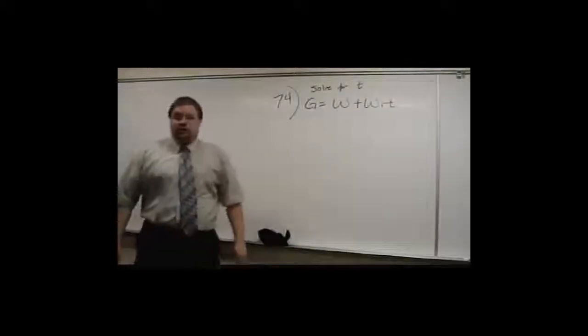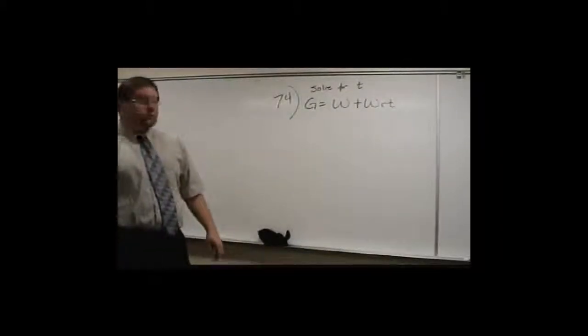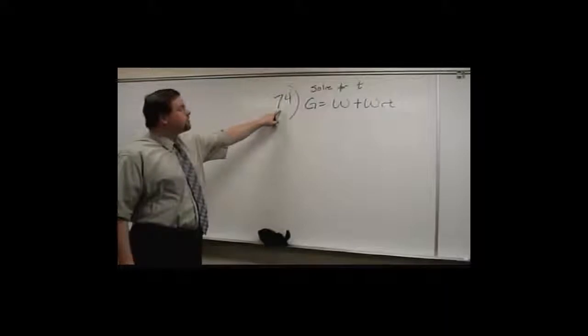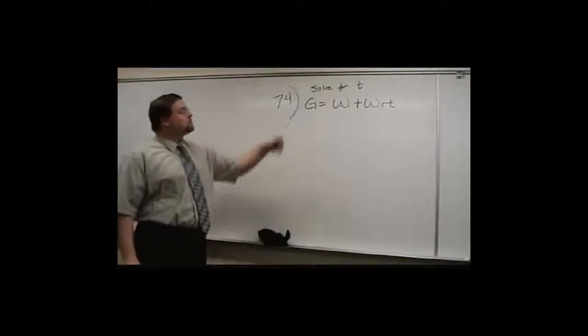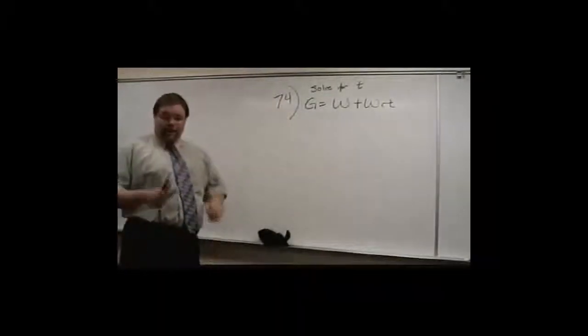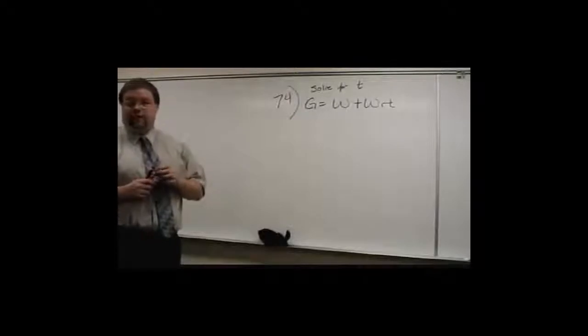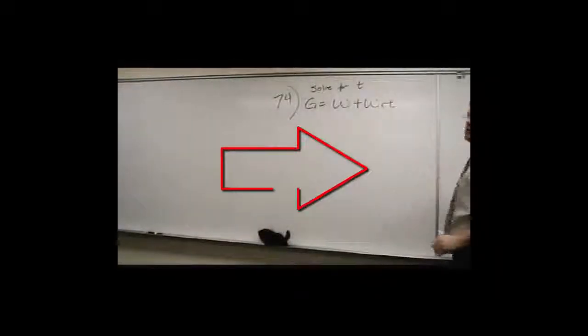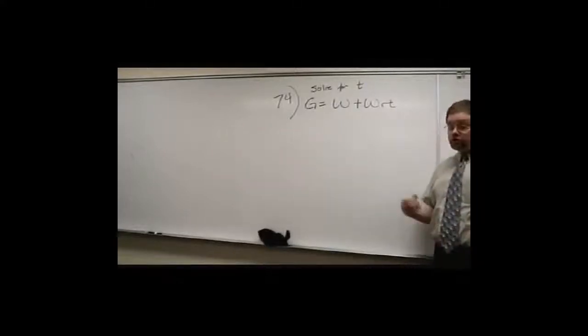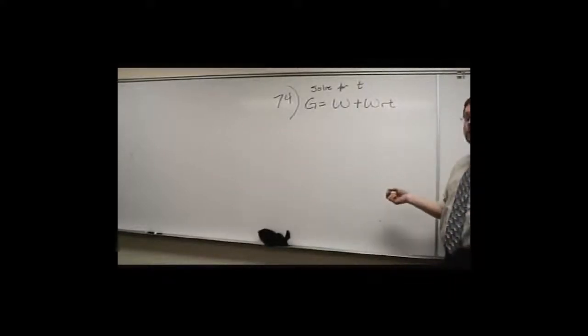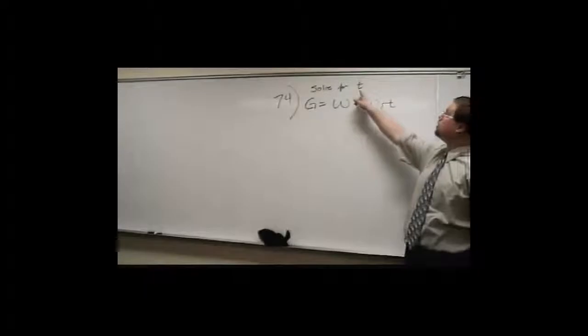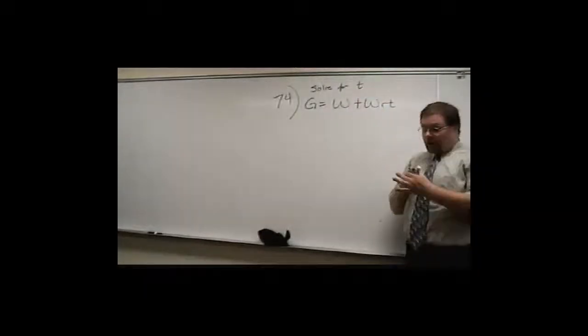Okay, so we're going to also have some formulas or literal equations. So this is number 74. We have G equals W plus WRT. It's very important to read the instructions. It says solve for T. Okay? It makes a big difference which variable I tell you to solve for, because the steps I take will be different if I told you to solve for R or to solve for W, so on and so forth.